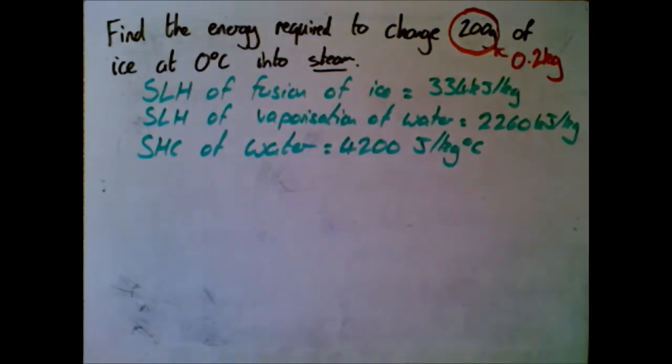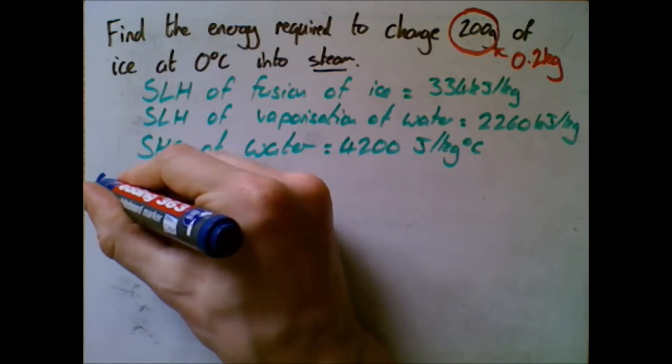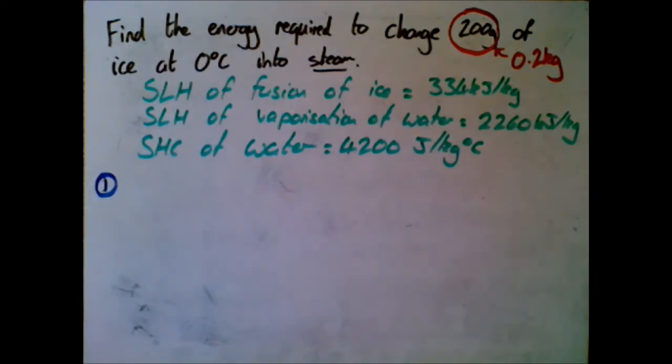Now remember, the mass is not going to change. If you've got 200 grams of ice, when it melts, it will be 200 grams of water. Similarly, when it then turns into steam, that will be 200 grams of steam. So mass is conserved in any change of state. But we've got three separate calculations to do here. So let's go through this logically. Okay, step one, this is for turning the ice into water.